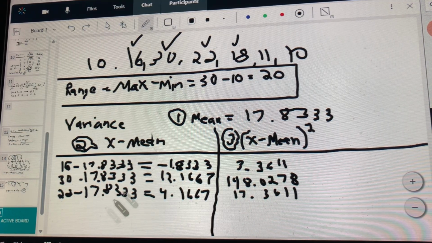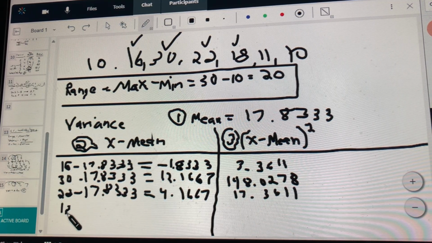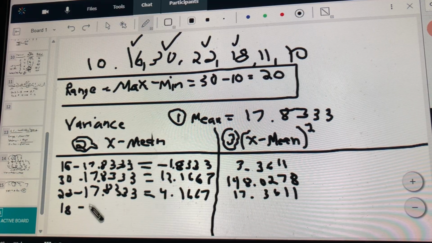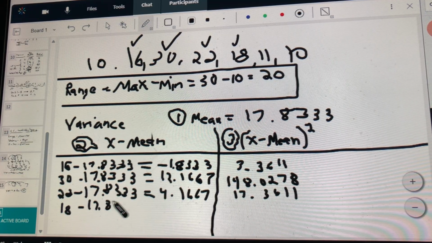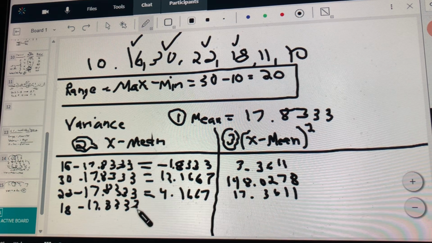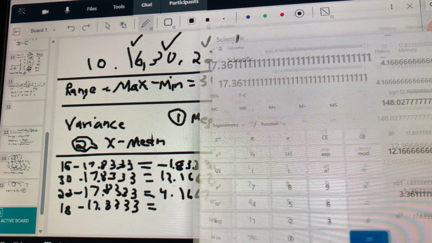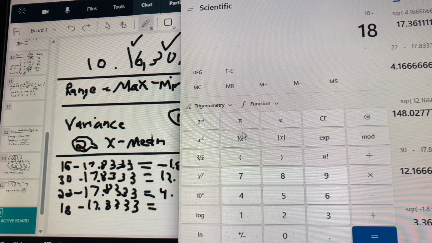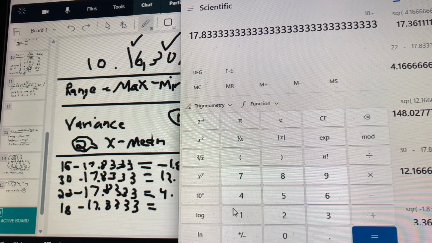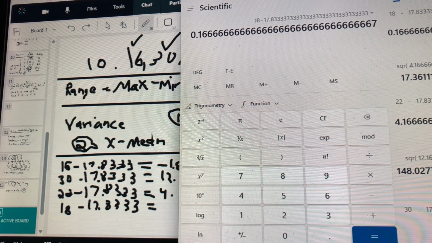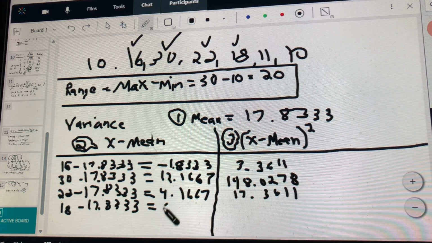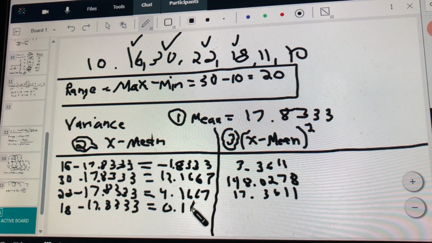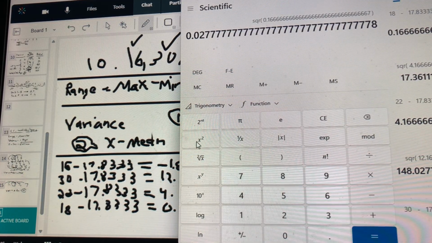Next number is 18. See, this can get annoying if you have to do a lot of these. 18 minus 17.8333. 18 minus memory recall equals 0.1666. Square it. 0.0278.